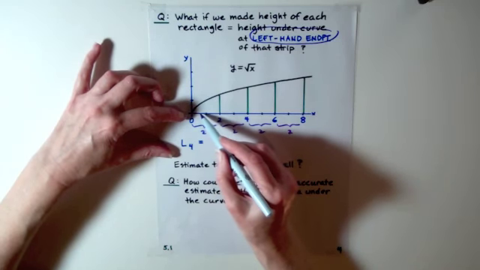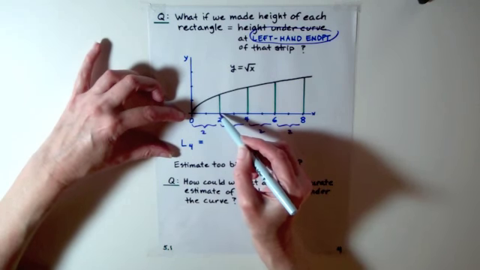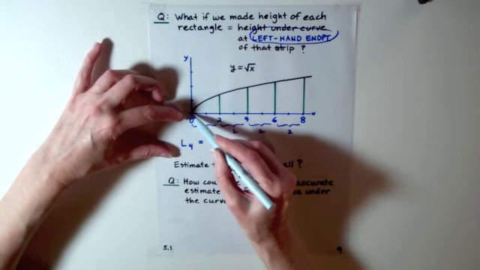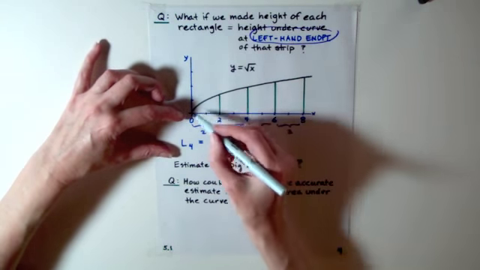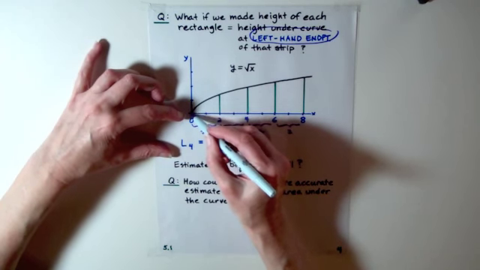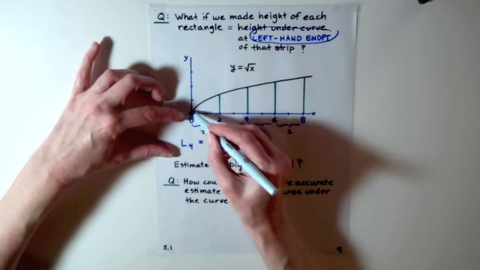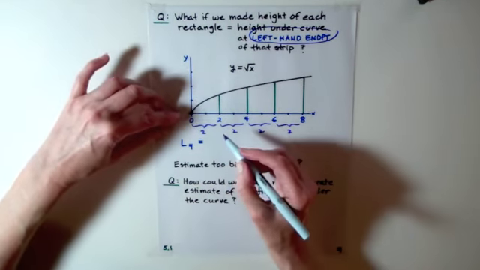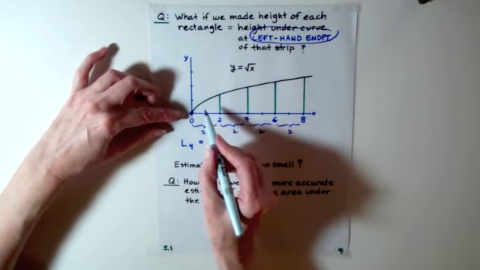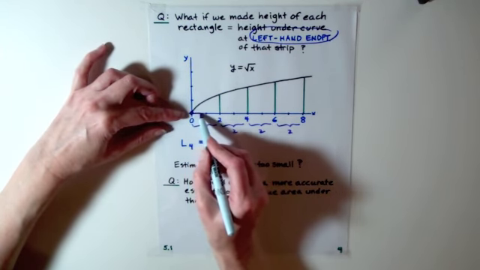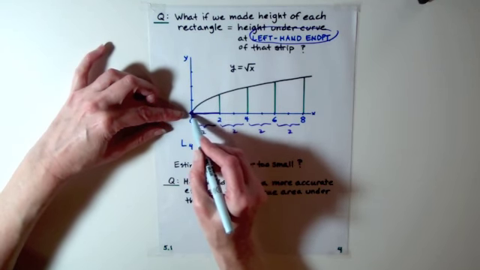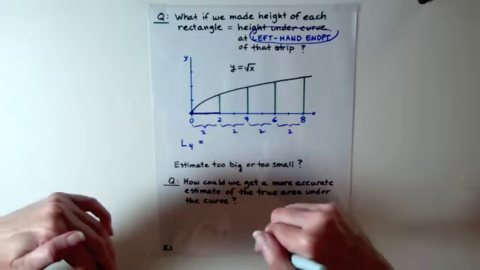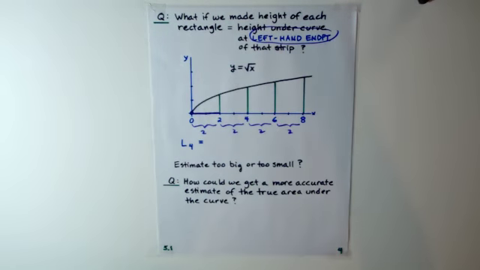But now when I create my rectangle, instead of going over to the 2, the right-hand endpoint of that first strip, I'm going to use the left-hand endpoint. Well, for this function, where is the left-hand endpoint? How high is it? It's 0 units high. It's right on the x-axis. So for my very first rectangle, I would create a rectangle that's 0 units high and 2 units long. It would be like it's degenerated into just a line segment instead of a rectangle.